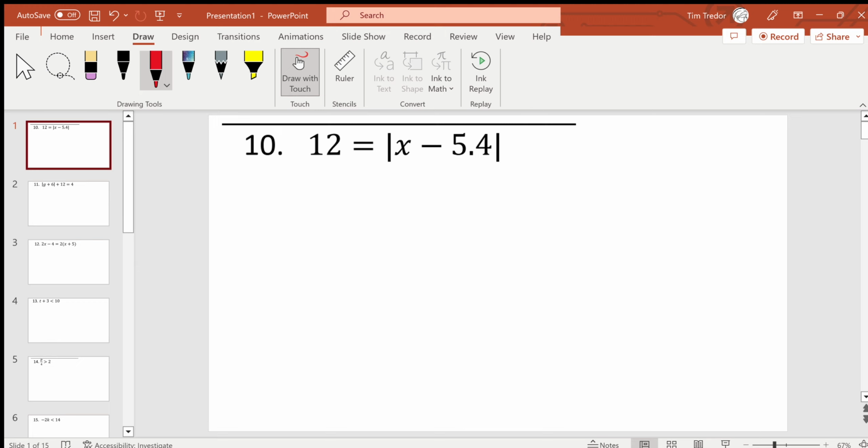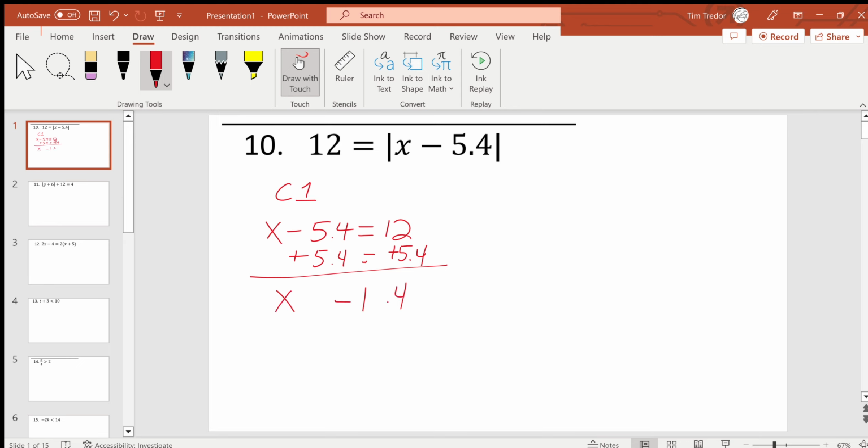So I can set up case 1 and case 2. Case 1 is going to be just to drop the absolute value. You can leave everything else the same. x minus 5.4 equals 12. Add 5.4 on both sides, and we're going to get x equals 17.4.